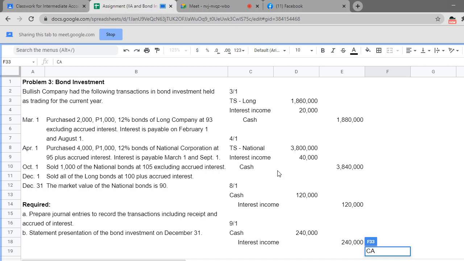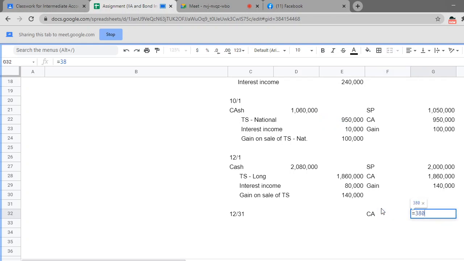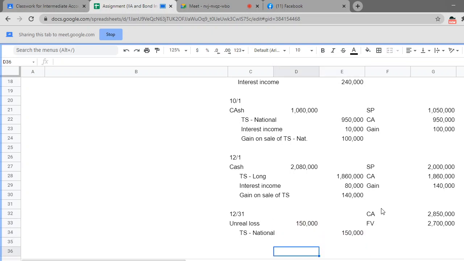The carrying amount of National bonds was 3.8, but we sold 950. So, the remaining carrying amount is 3.8 minus 950. And the fair value this time, since these are trading securities, was 3,000, or 3 million, that's 3,000 times 1,000 times the 90%. Why 3,000? Because, right, it was originally 4,000, then we sold 1,000 on October 1. So, only 3,000 remained. So, the fair value is 2.7. So, looking at the figures, there is a decrease. Therefore, this is an unrealized loss and credit to TS National. That is a decrease of 150,000. So that would be our entry for October 31.